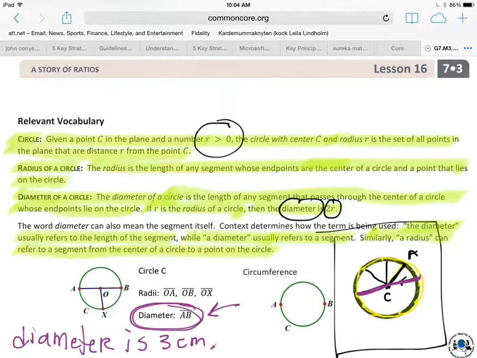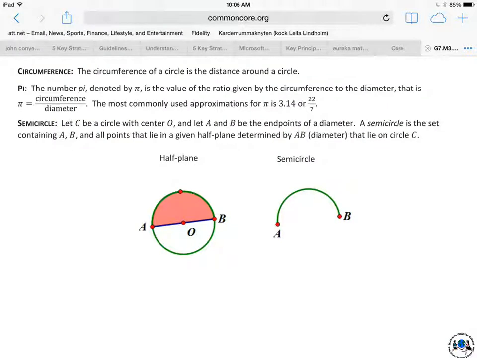Circumference. Sorry. The circumference of a circle is the distance around a circle. That's it. Pi, the number pi, which is denoted by this Greek symbol, is the value of the ratio given by the circumference to the diameter. And that is pi equals circumference divided by diameter. The most commonly used approximations for pi are, of course, 3.14 or 22/7.